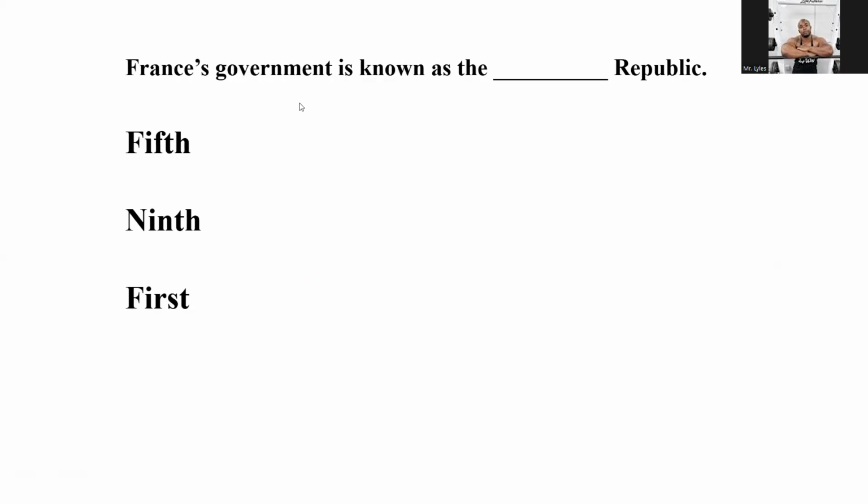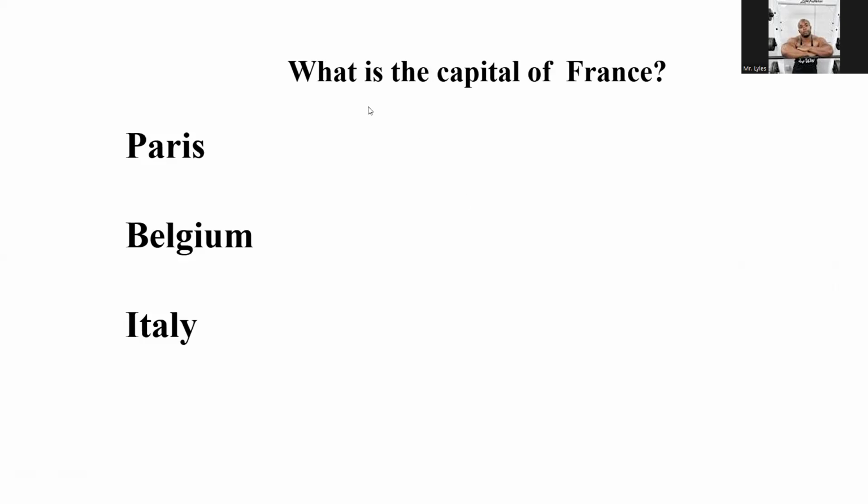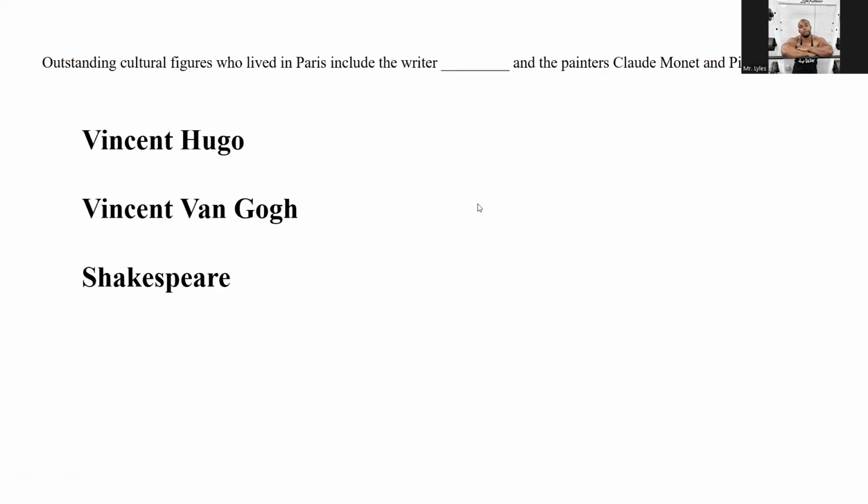France's government is known as the what republic? The Fifth Republic. What is the capital of France? Paris. Outstanding cultural figures who lived in Paris include the writer blank and the painters Claude Monet and Pierre Renoir. Victor Hugo.